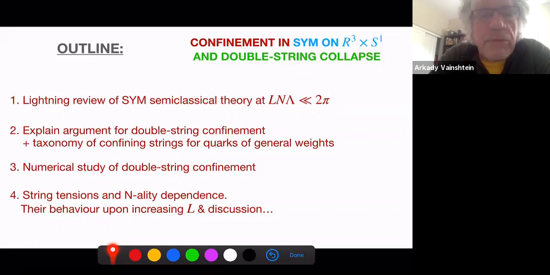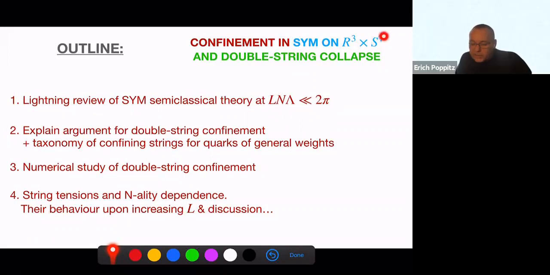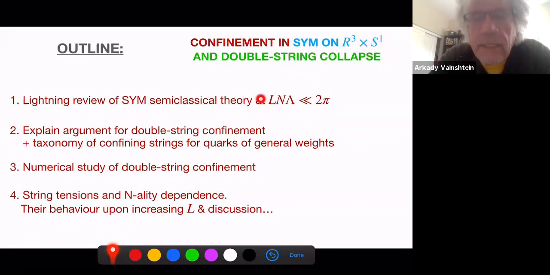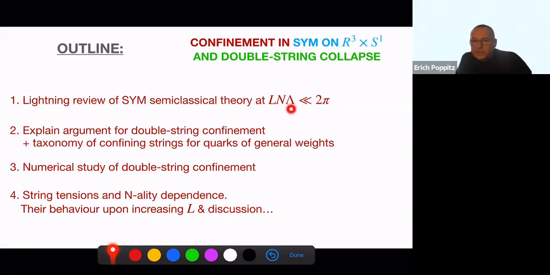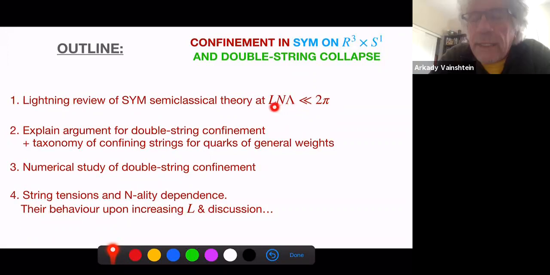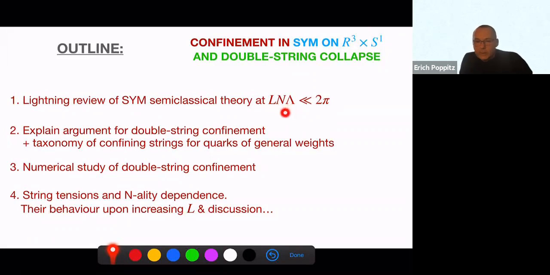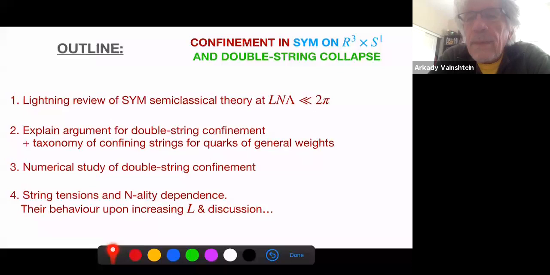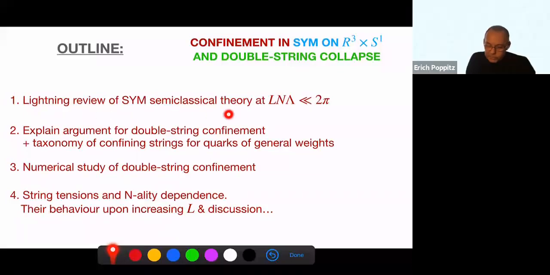Remind, please: L is the distance between quarks, or no? L is the size of the circle. And lambda is the strong scale, defined in four dimensions. And n is the number of colors. So I will review this theory very quickly.